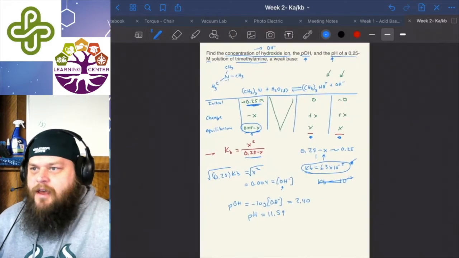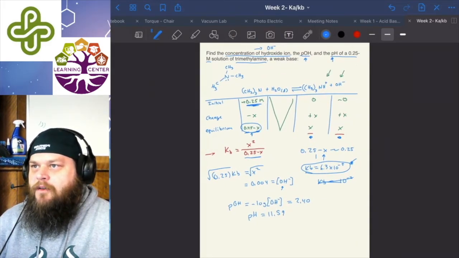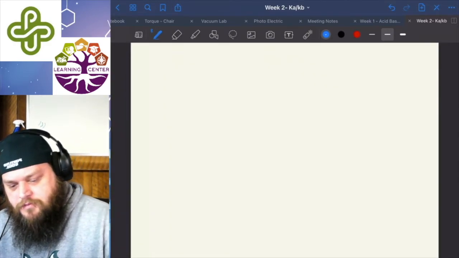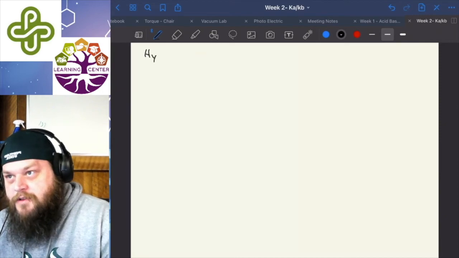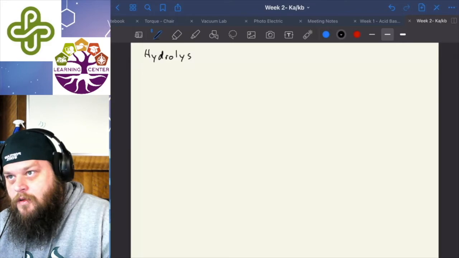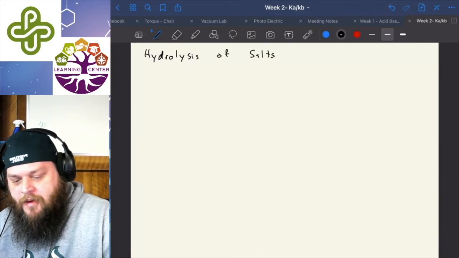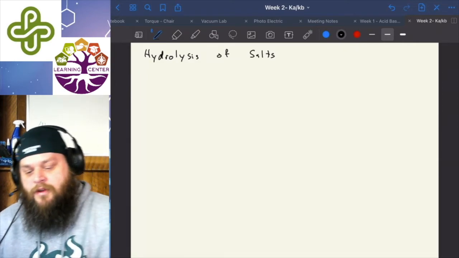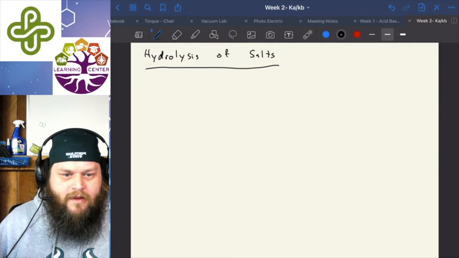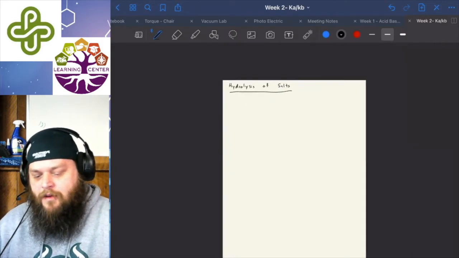We got about 10 more minutes left. I want to run through real quick the idea of hydrolysis of salts. This works very similar to what we've already talked about. It's just we're dealing with salts now, and it does get kind of confusing from time to time when you're dealing with these.